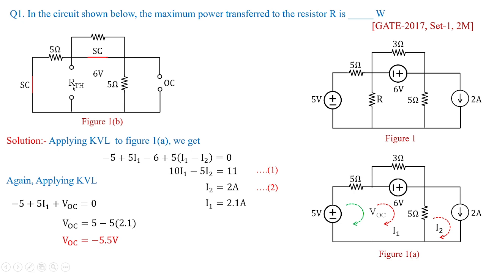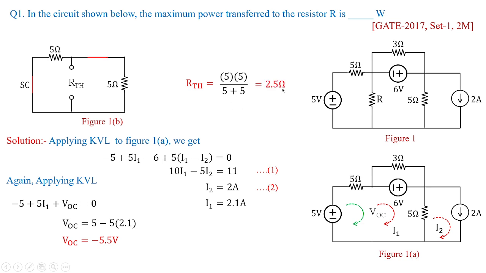In fact, when you look into the figure 1b properly, this short circuit wire replaces this resistance, and this open circuit wire can be easily removed. In fact, RTH terminals would be like this. So in fact, you have 5 parallel with 5. So RTH will be equal to 5 into 5 by 5 plus 5, which is nothing but 2.5 ohms.